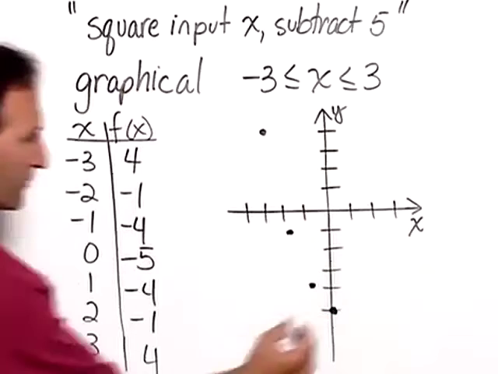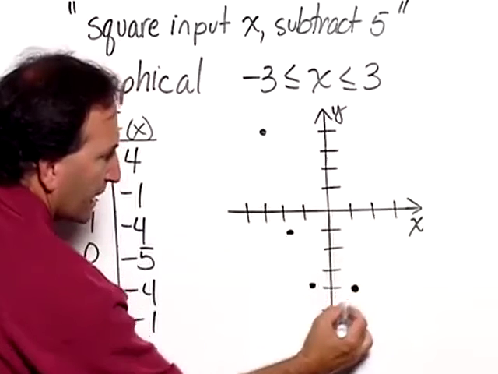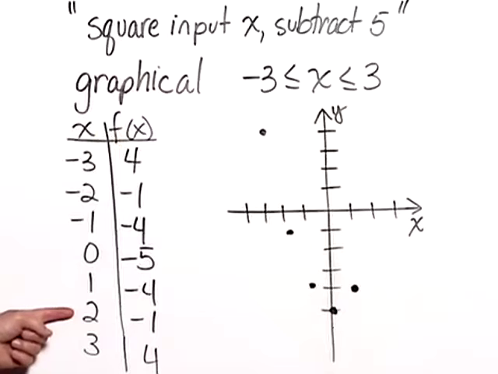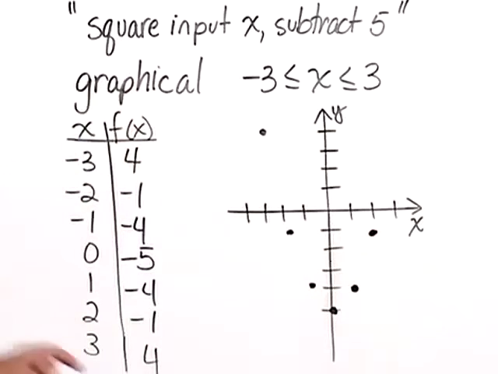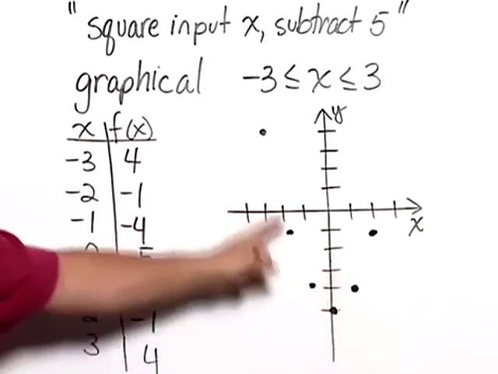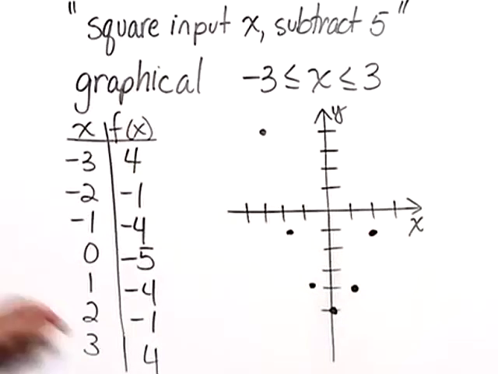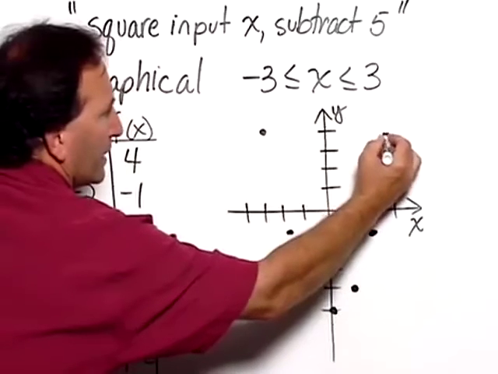We have 1, -4, so that's going to be here. 2, -1, and that would be here. And you might begin to see that we have symmetry going on here. So of course 3, 4 would be the point up here.